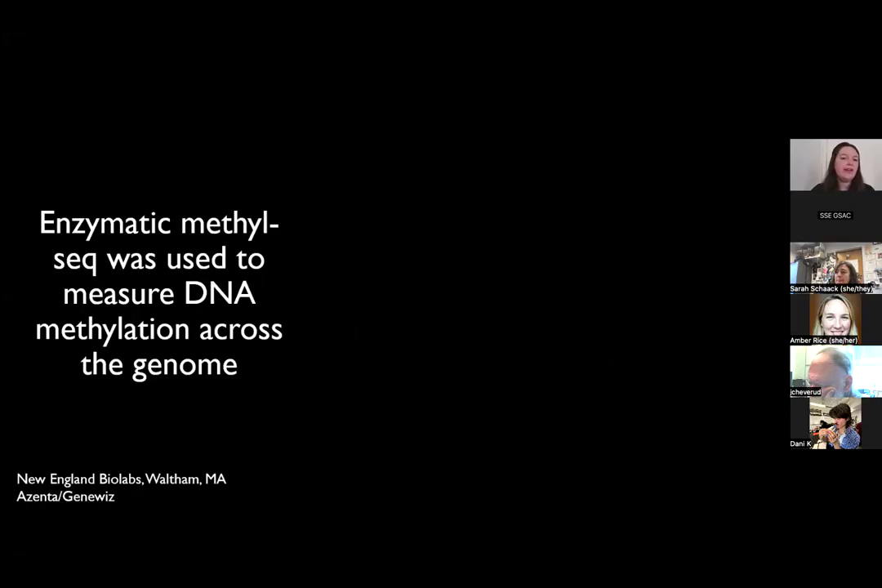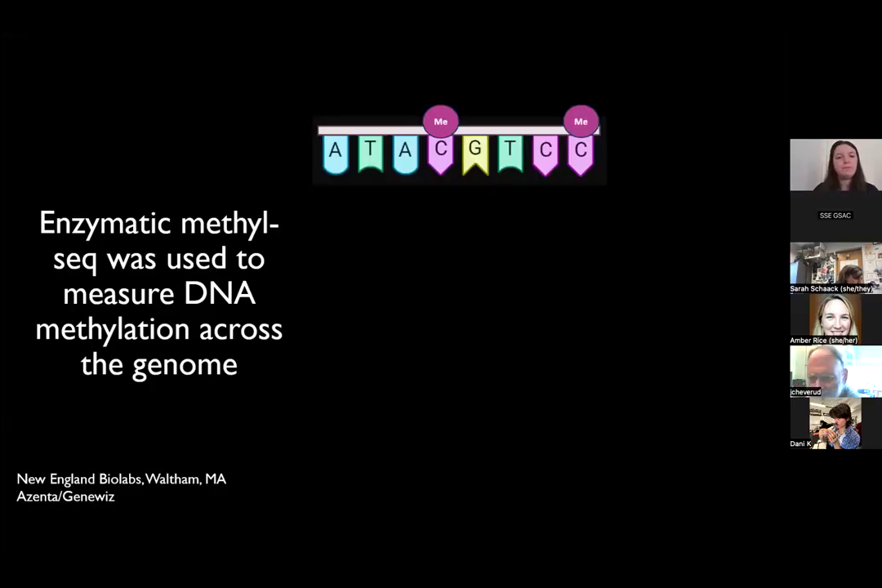And once we extracted that DNA, we used enzymatic methyl-seq to measure DNA methylation across the genome. So if you're not familiar with enzymatic methyl-seq, perhaps you've heard of bisulfite sequencing to measure DNA methylation. It's very, very similar. Instead of using the bisulfite conversion, enzymatic methyl-seq uses enzymes to convert it. It's just a little bit softer on the DNA, so you get better results. So that's why we chose to do this one. But it works in the same way as bisulfite sequencing.